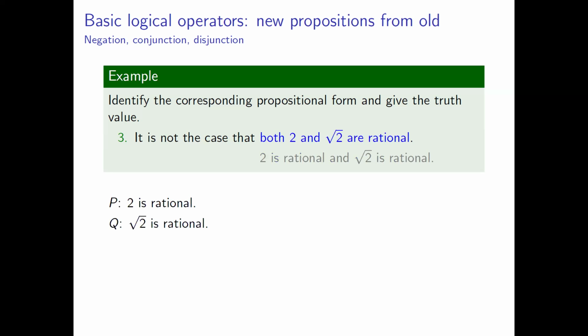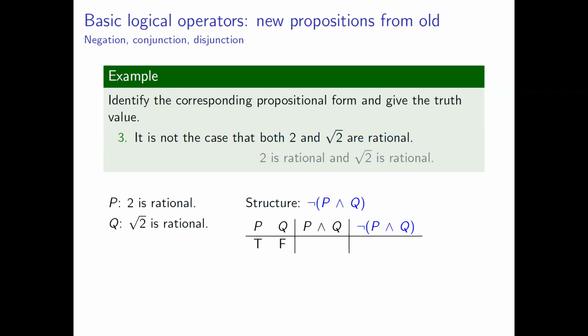The phrase, "it is not the case that," indicates a negation. Since it precedes the word both, this means that we take the negation of the entire conjunction 2 is rational and the square root of 2 is rational, which we treat as a single statement. Since P is true and Q is false, the conjunction P and Q is false. Hence, the negation of P and Q is true. Therefore, the given sentence is true.